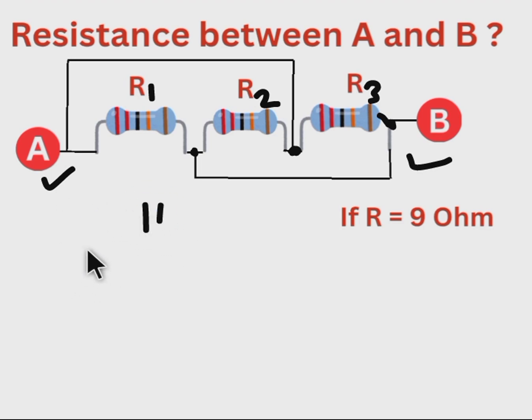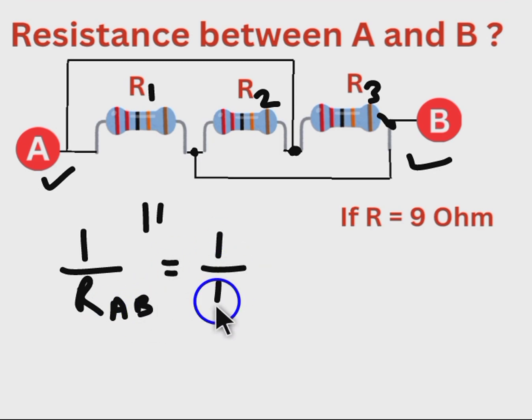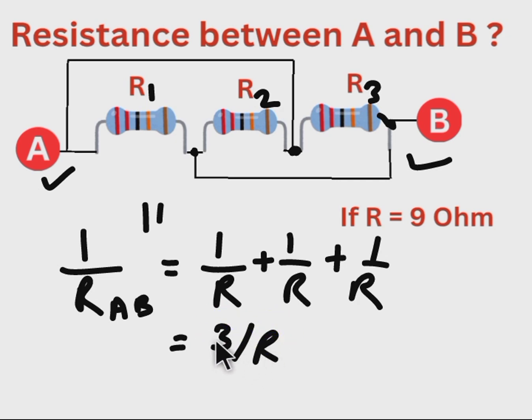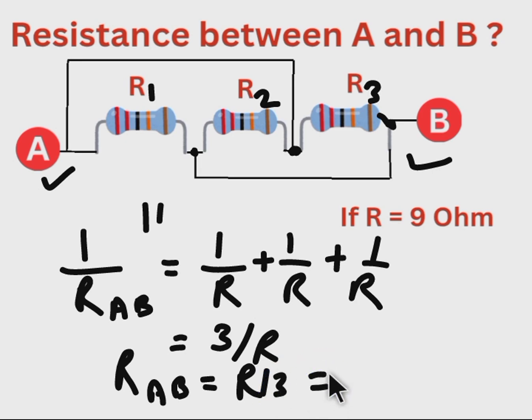So by simply applying the law of parallel combination, we get the equivalent resistance between point A and B: 1 upon R equivalent is equal to 1 upon R1, that is 1 by R, plus 1 upon R2, which is again 1 by R, plus 1 upon R3, which is again 1 by R. We can write this as 3 by R. So the equivalent resistance between point A and B will be R by 3, which is 9 by 3, and hence 3 ohm.